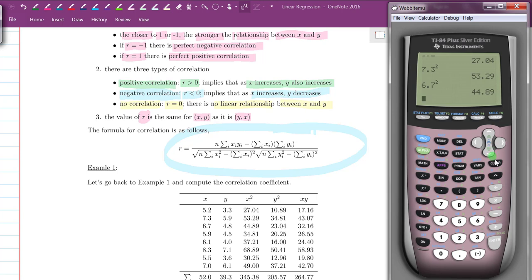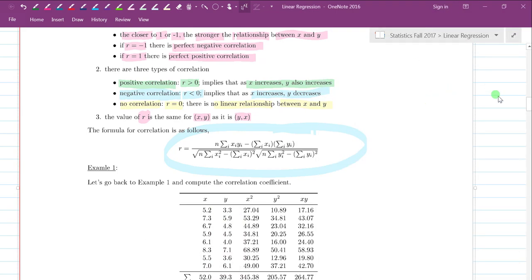So if I take 52 and I square it, I get 2,704. This number right here is not 2,704, is it? So this number squared is not this number. They are not equal. And it's very important that you recognize the difference here. Okay?